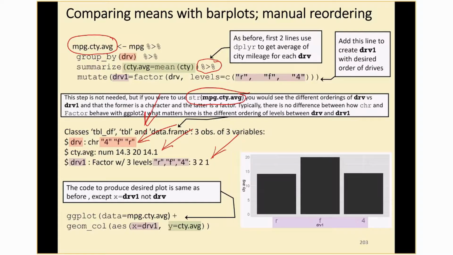And the thing that's noteworthy is if you look at drive, look at the order. 4 first, followed by F, followed by R, whereas when you look at drive1, those different drives are in the desired order. So to make the desired plot with the drives in the desired order, then we specify this data frame, and now what we do is put drive1 on the x-axis. So we put drive1 on the x-axis, and drive1 has the drives in desired order, put city average on the y-axis, and we get exactly what we want.